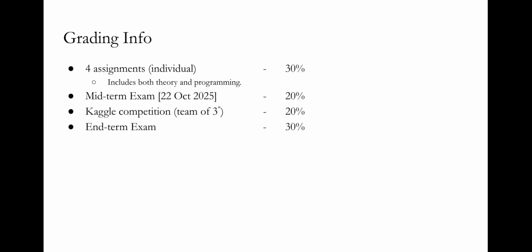In terms of the grading, let's just quickly go through this. There are going to be 4 assignments. They're all individual, which sums up to 30%. The assignments will have both theory and programming questions. It's going to be mostly programming, but there will be some theoretical questions as well, like asking you to prove things. And we have a midterm, which is going to happen during the lab session, on the 22nd of October. This is the week after the reading break or fall break, and it is 20%. And there's going to be a Kaggle competition for the entire month of November. That is 20%. And there's an interim exam, which is 30%.